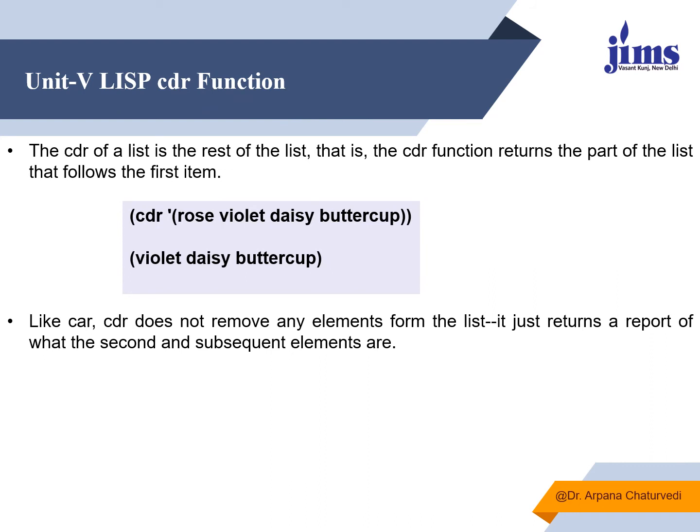CDR, what will it do? Except the first element, it will return the rest of the elements, that is violet, daisy, buttercup. These are lists of flowers, from which I am extracting the values.